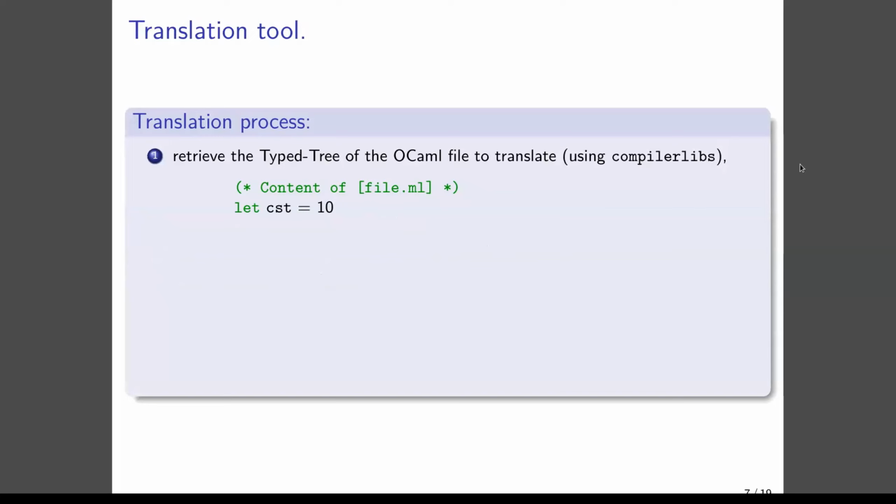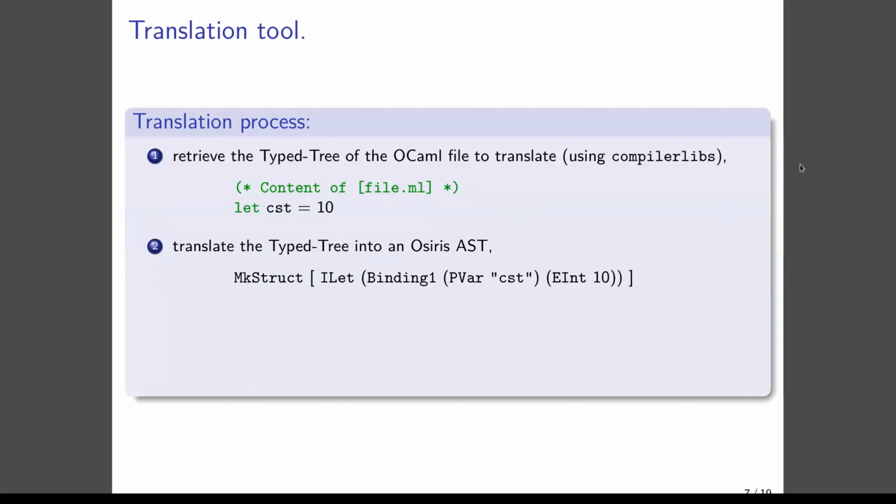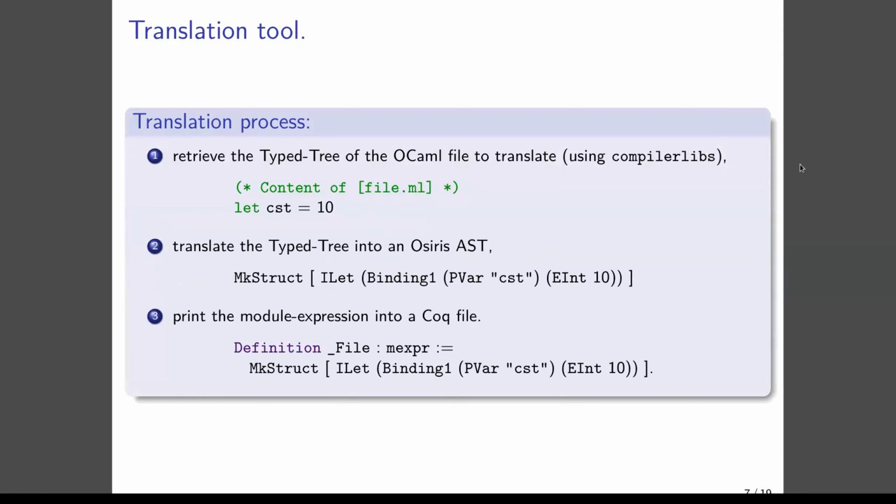It just retrieves the type tree of the OCaml file to translate. Then it will convert the AST into an AST of our own, which has been defined within the proof assistant. And finally, it will dump the result into a Coq file. And then users who want to actually prove things about these files can refer to this definition afterwards.